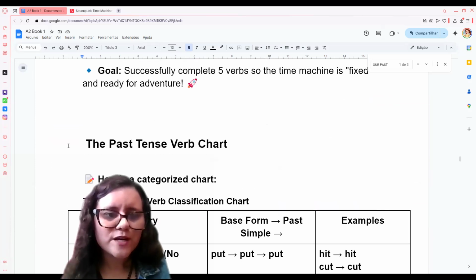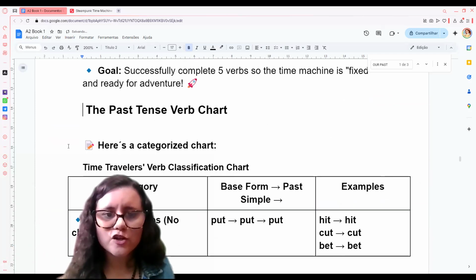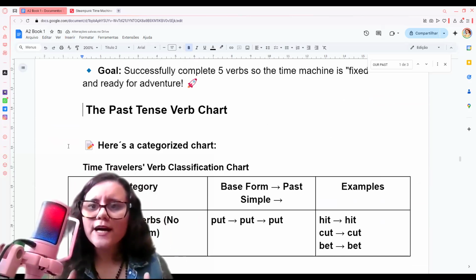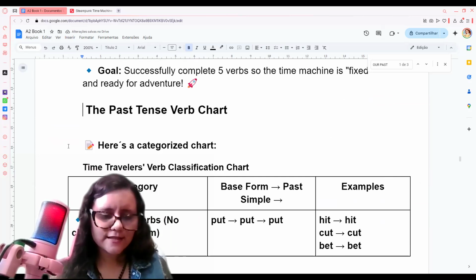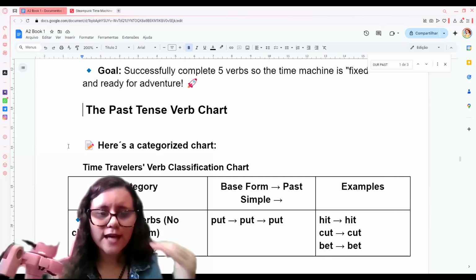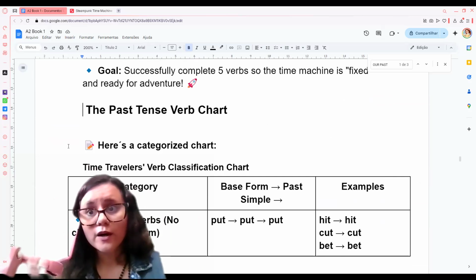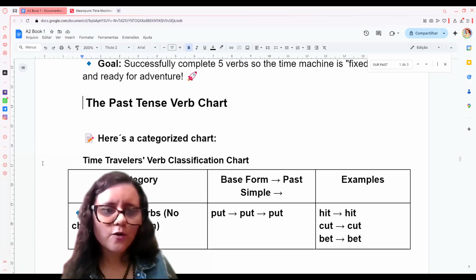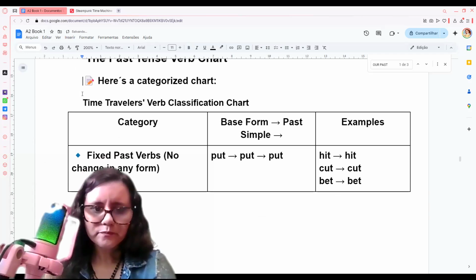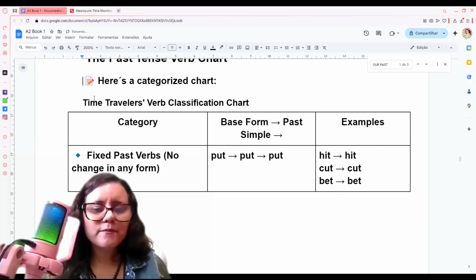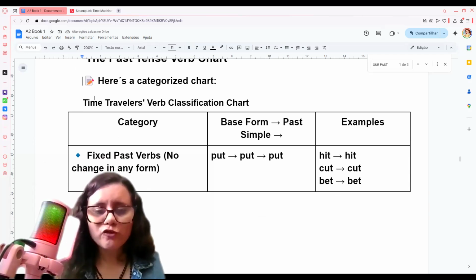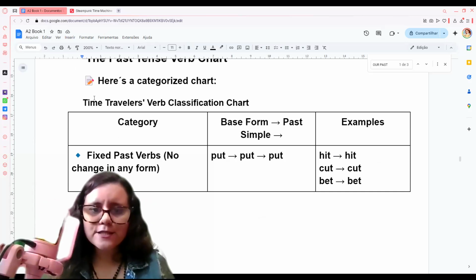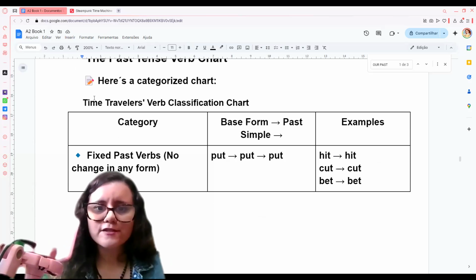Let's start with the past tense verbs. I shared this chart into categories. So the first one is fixed past verbs. No change in any form. So the base form and the past simple form are the same.